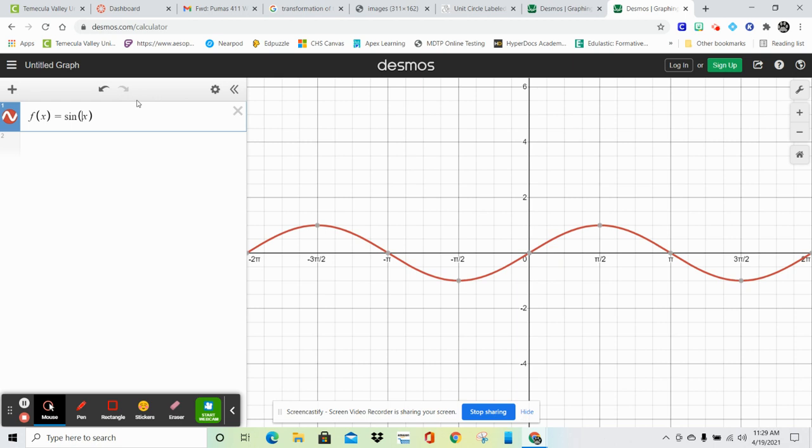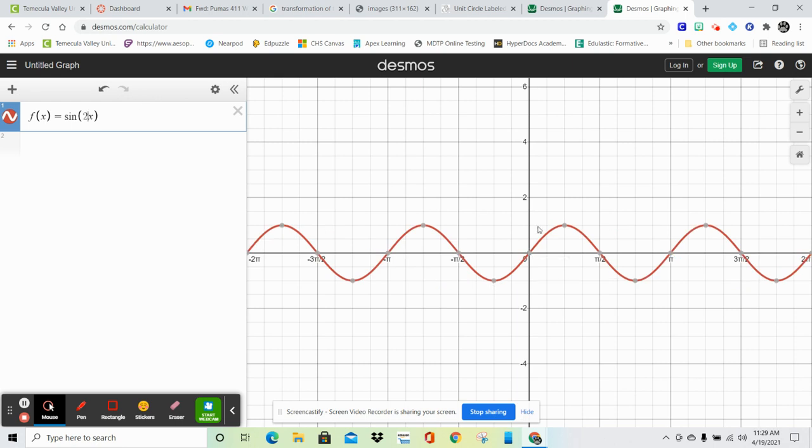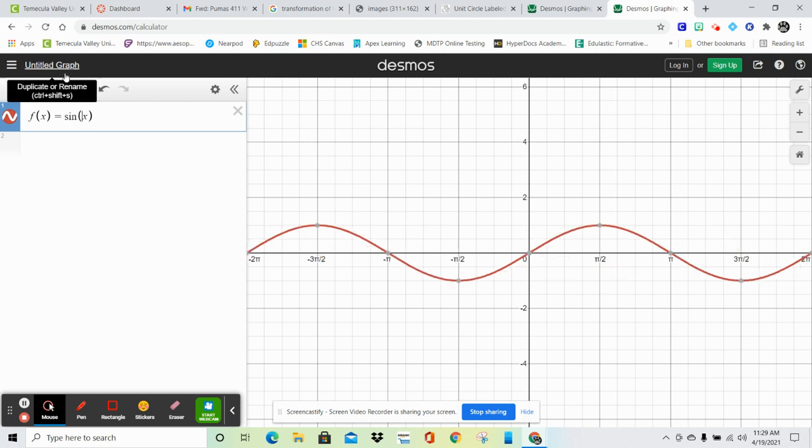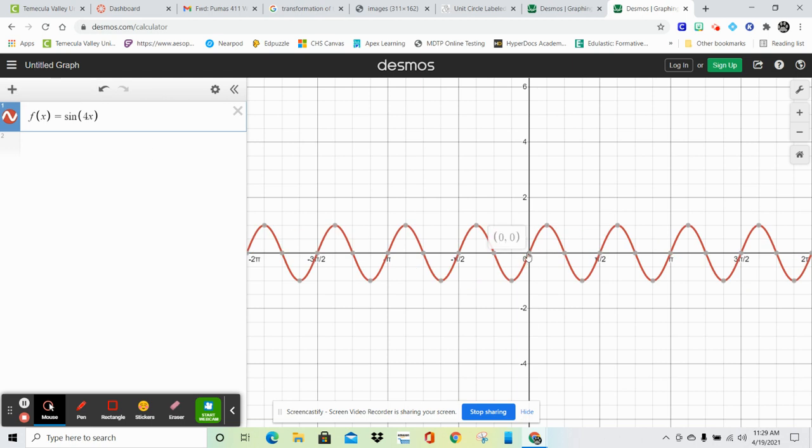Put in the 2, and now it goes from 0 to pi, and then it repeats itself. What if I make that 4? Now it's going to go from 0 to pi halves, and it's going to repeat itself. But there's critical points that we want graphed. We want the maximum, we want the minimum, we want the x-intercepts.